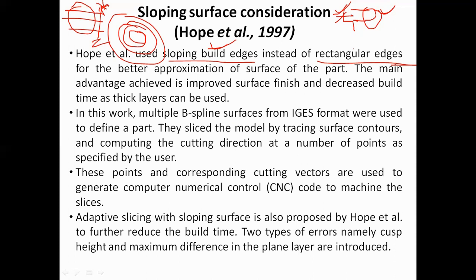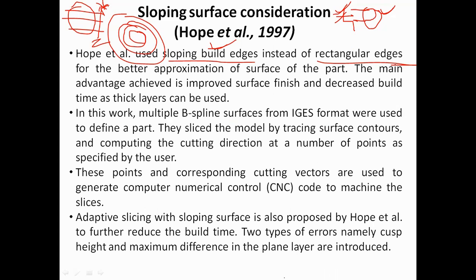He proposed a new method where adaptive slicing was now used with the sloping surfaces. So what happened was, not only was your surface quality becoming better as compared to the rectangular edges theory, but also, due to adaptive slicing coming into the picture, your build time was getting reduced. But in order to compare the two systems, we needed some parameters.